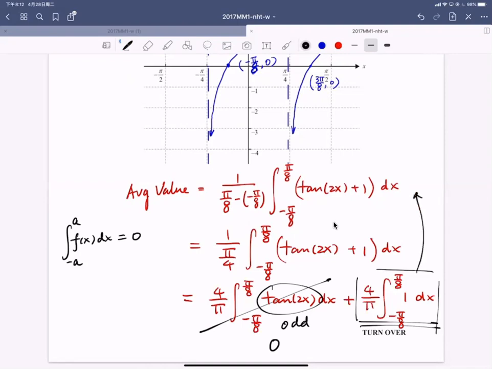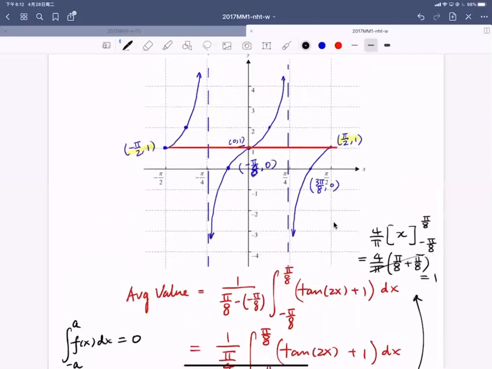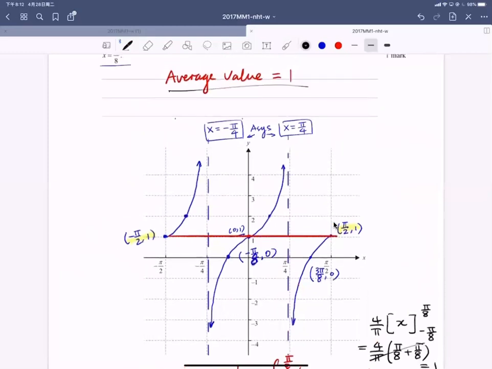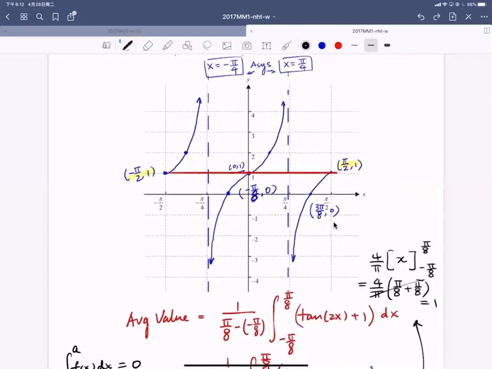This will give you, for example, 4 on pi times x from minus pi on 8 to pi on 8. So it's pi on 8 plus pi on 8. And they cancel down to what? 1. Okay? As we expected here. All right? Average value.